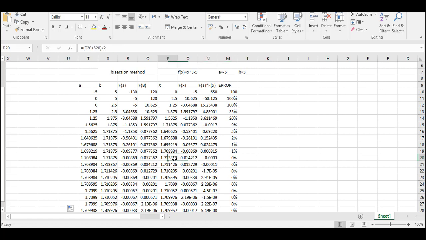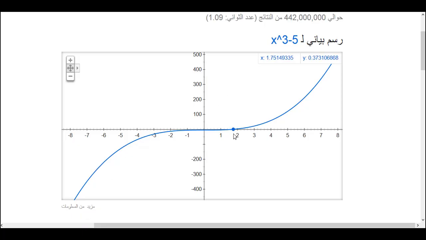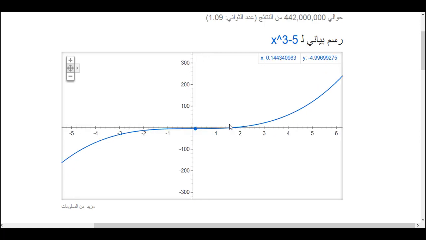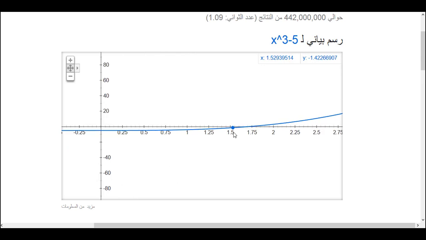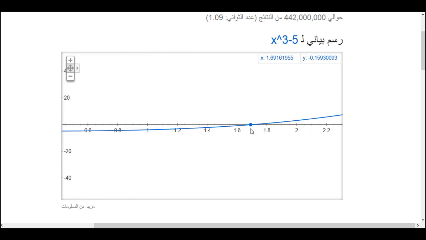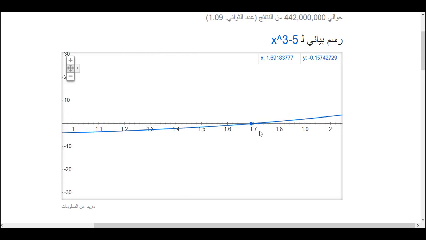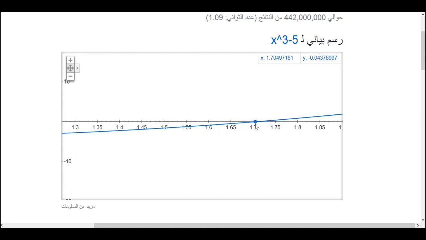We here have x approximately 1.7. It's approximately the true value. As you see here, the value of the root will equal approximately 1.7.